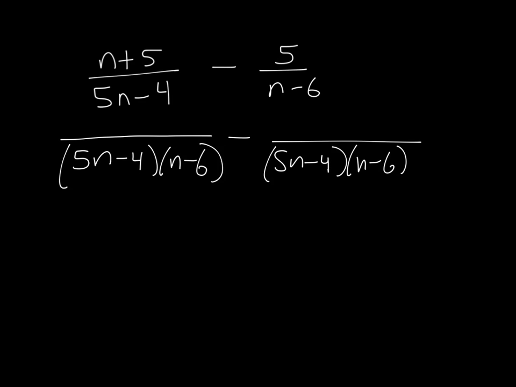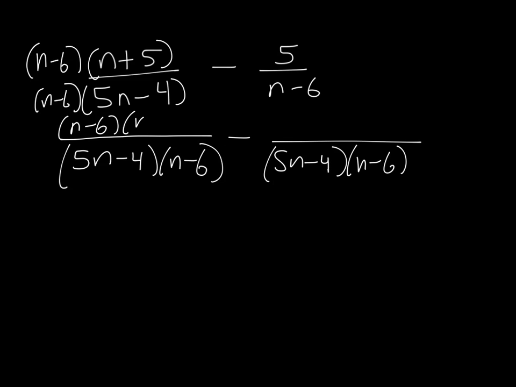We look at this and we see what we had to do here to create the common denominator, and we need this n minus 6 here. So we're multiplying n minus 6 and n minus 6 here. And so our new numerator here is n minus 6 times n plus 5.